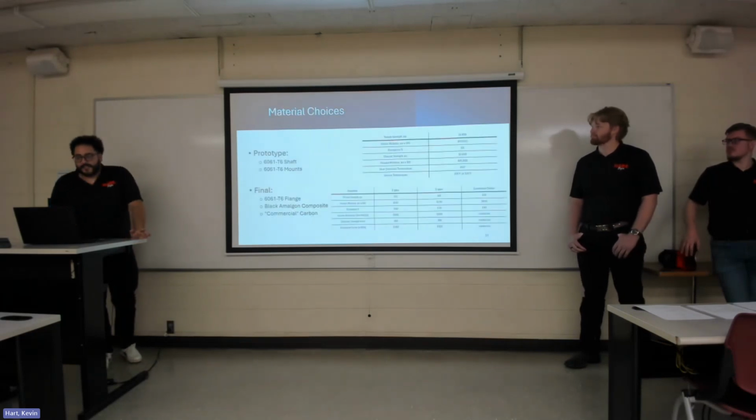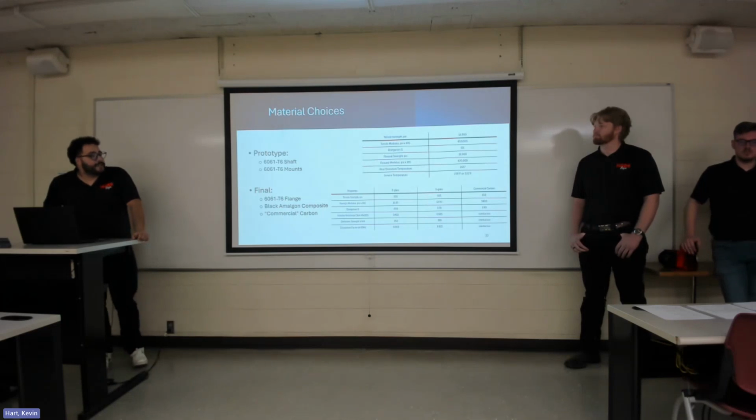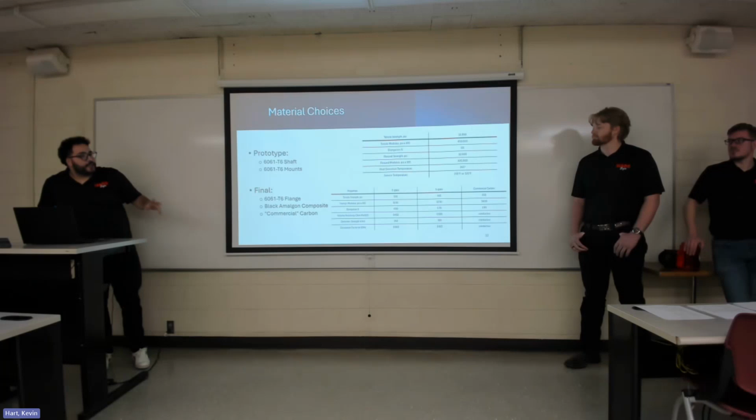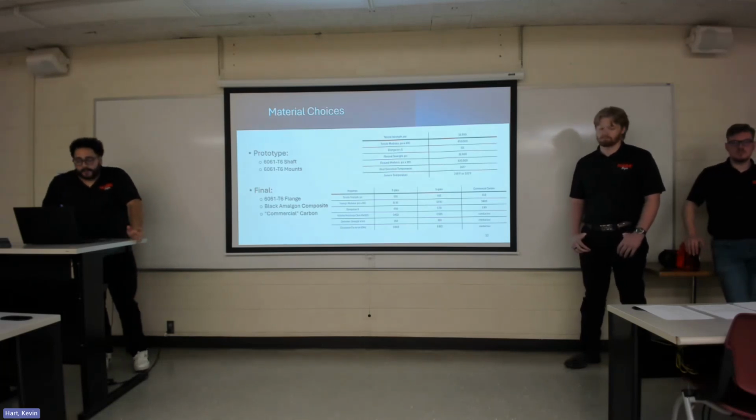As for the material choices, our prototype is going to be 6061 T6. We have it in the shop. It's free. And then the final is going to be using 6061 T6 for the flanges that are going to be mounting to the bearings. And then the black Amalgam composite from Amalga Composites, that's their proprietary blend with all the properties on the top. And then also the commercial carbon that Amalga uses, it's just their general carbon weave. It has really great properties and fits for all we need.